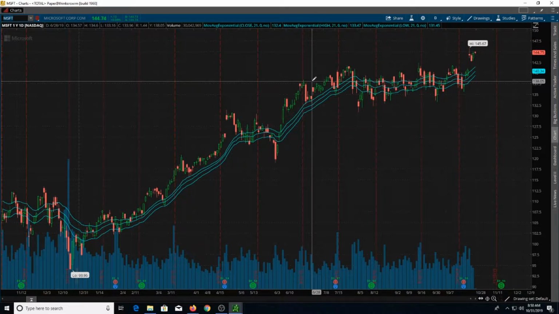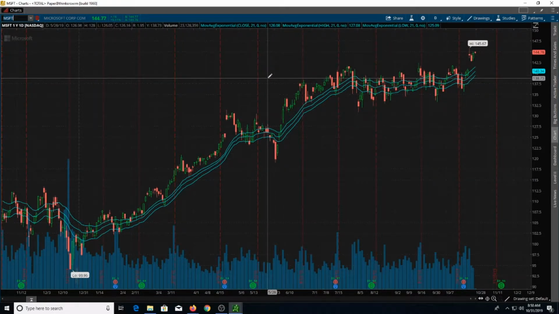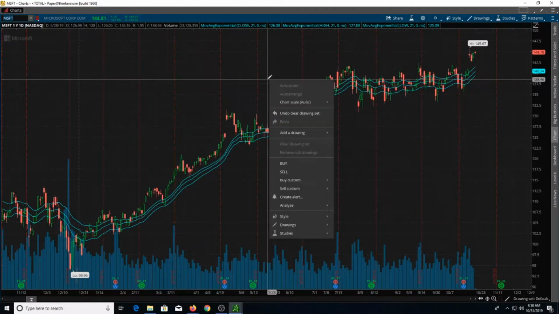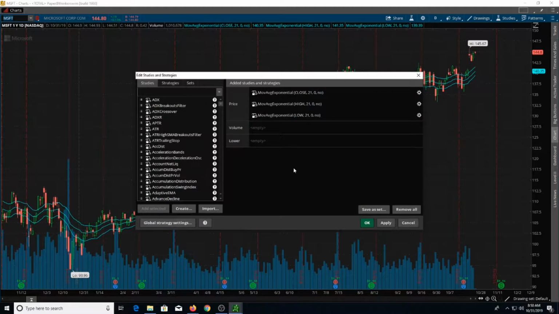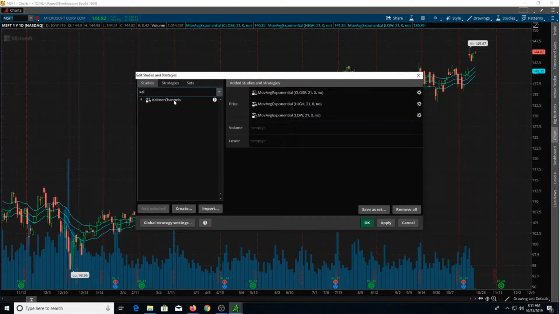Now, this isn't all that I use. This is the first step. The next thing that I like to add in order to help me trade this, and we'll go back, right click again, go to studies, and we're going to go to edit studies, and I want to look for Keltner channels. You could use Bollinger bands also. I just like the Keltner channels better.